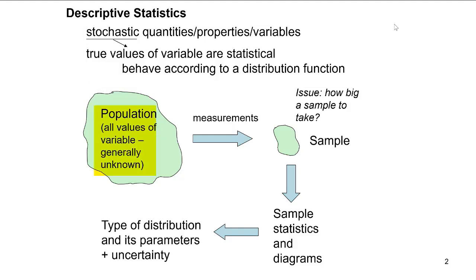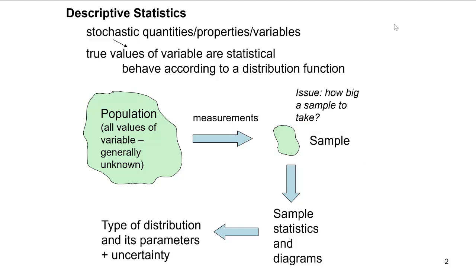Obviously, you cannot know all of the values of the population. In other words, if I wanted to calculate the average height of all Americans exactly, I would have to measure the height of every American, which obviously is not possible. Instead, we take a small sample, we take measurements, and hopefully our sample is a true representation of the population.